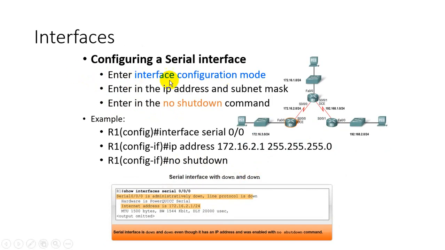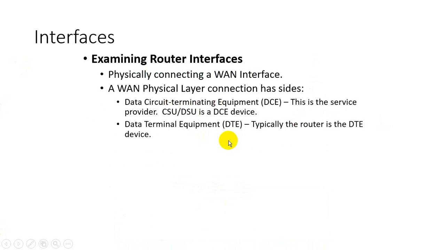Configuring a serial interface: in interface configuration mode, enter the IP address and subnet mask, then enter the no shutdown command. This is similar to what we have already said. If we check the serial interface with down/down, show interface serial 0/0/0 shows administratively down, line protocol is down. The serial interface is down and down, even though it has an IP address and was enabled with the no shutdown command.